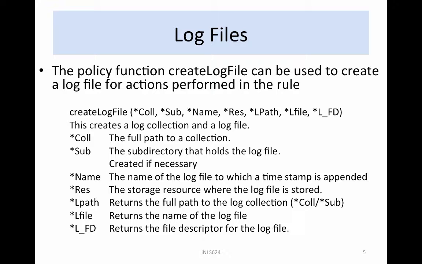The input parameters are the full path name to a collection, the subdirectory that holds the log file. This is created if necessary. The name of the log file to which a timestamp is appended, the storage resource where the log file is stored. The output from the execution of the create log file function returns the full path to the log collection, returns the name of the log file, returns the file descriptor for the log file, which is needed to close the file.